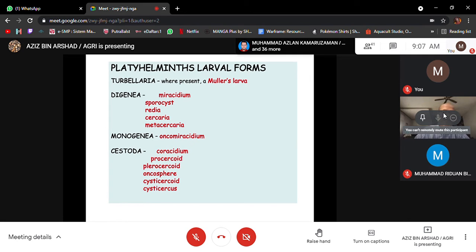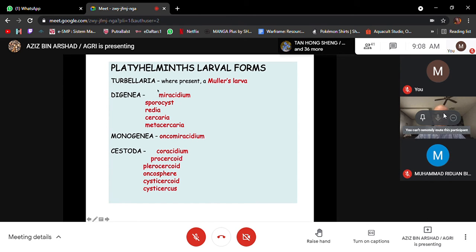In Platyhelminthes, the development of larvae is very prominent, especially in the endoparasites of Digenea and Cestoda. For Turbellaria, the most important larva is the Müller larva. In Digenea, they have 5 important larval stages. This is important: miracidium, sporocyst, redia, cercaria, and metacercaria. In monogenean, it's called oncomiracidium. And in Cestoda, they include larvae called coracidium, procercoid, plerocercoid, oncosphere, cysticercoid, and cysticercus. This depends on what type of development the cestode has.